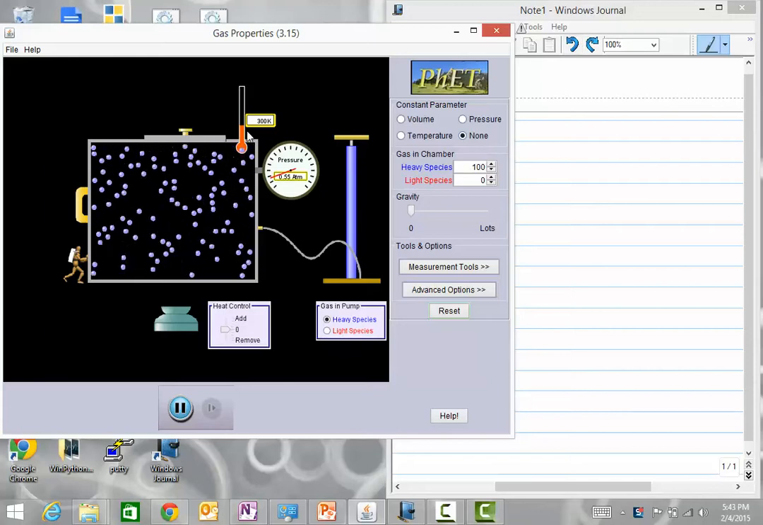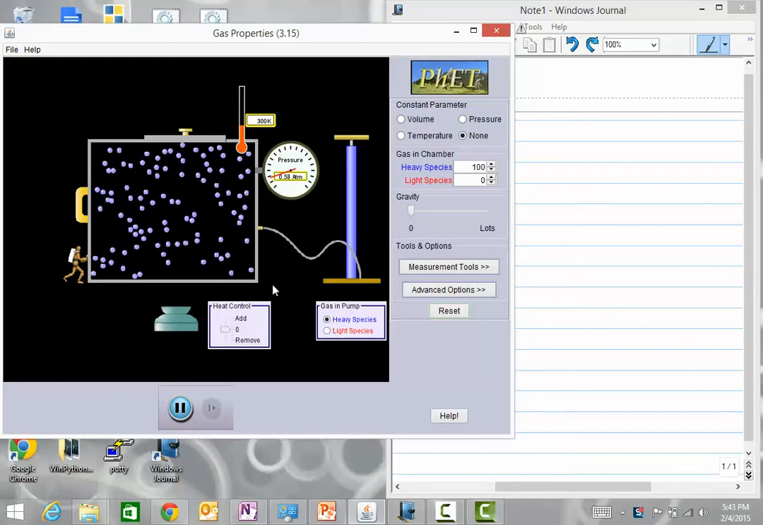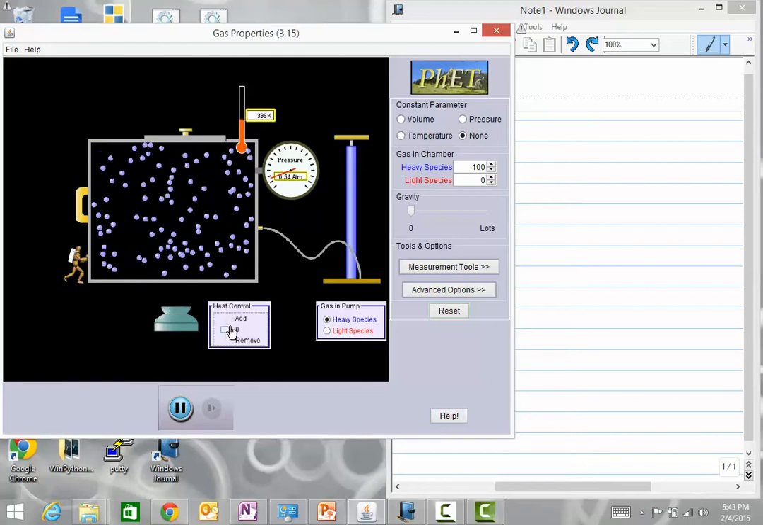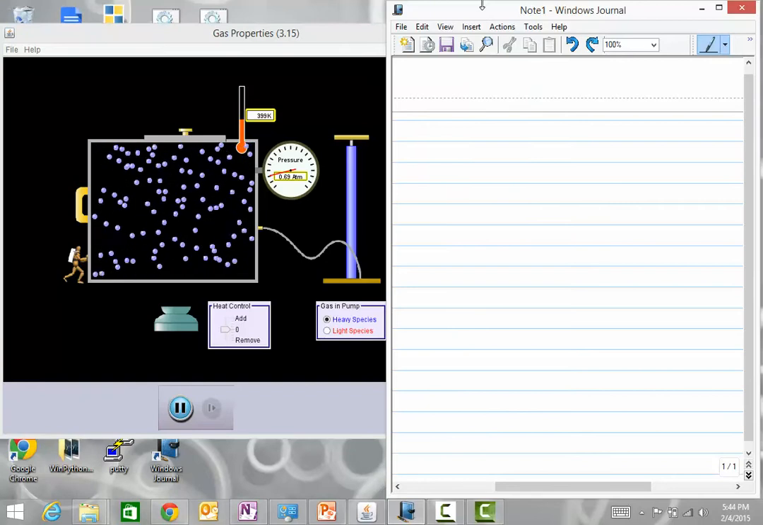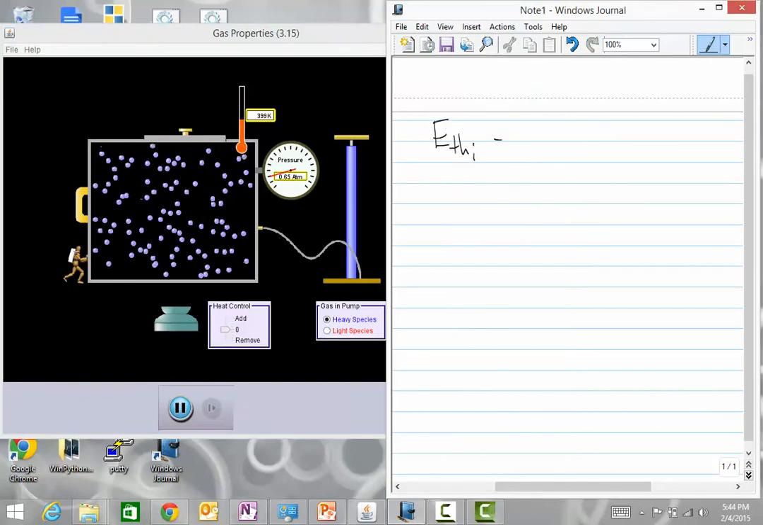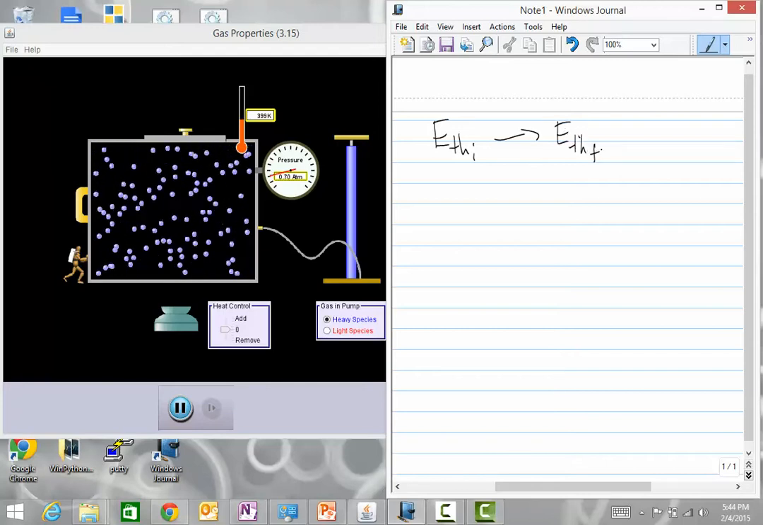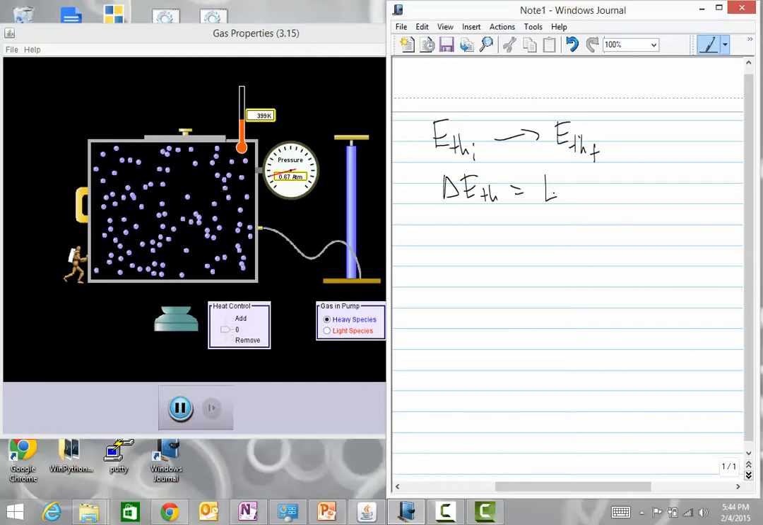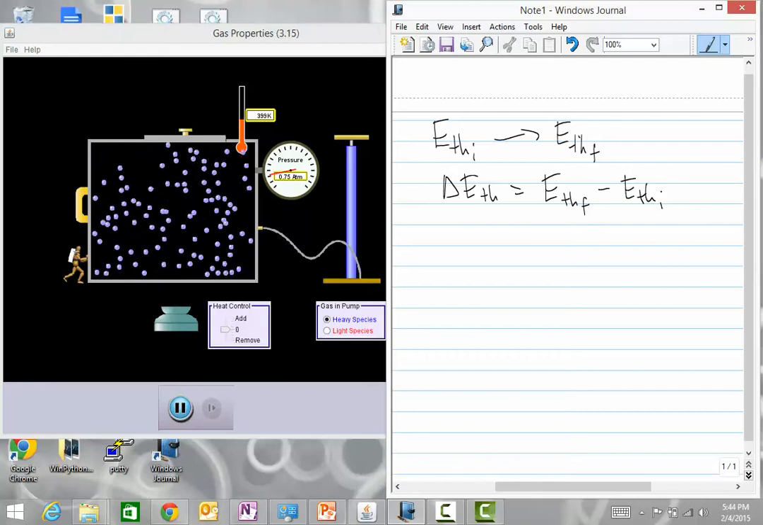Now, suppose that I want to raise the temperature of this gas. One way to do that is by heating this gas, right? So let's add some heat. And now the temperature is raised, right? The temperature changed. So the gas had an initial E thermal initial, and then it went to an E thermal final. So the change in thermal energy is equal to E thermal final minus E thermal initial.